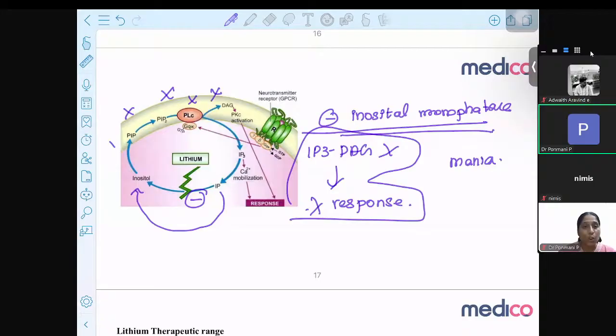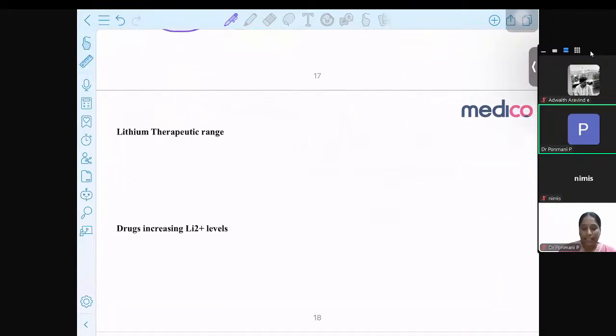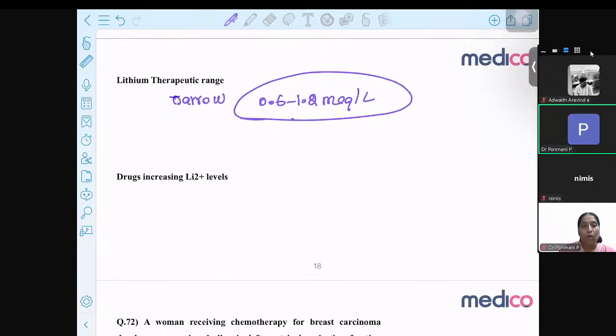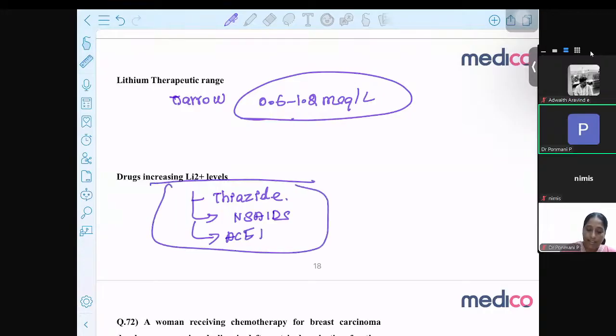If you want to know about lithium, it has a narrow therapeutic range, 0.6 to 1.2 milliequivalent per liter. This is the therapeutic range. And you also have to know about drugs which increase the lithium. The main diuretic which increases the lithium is thiazide diuretic. In addition, NSAIDs and ACE inhibitors can also increase your lithium level.